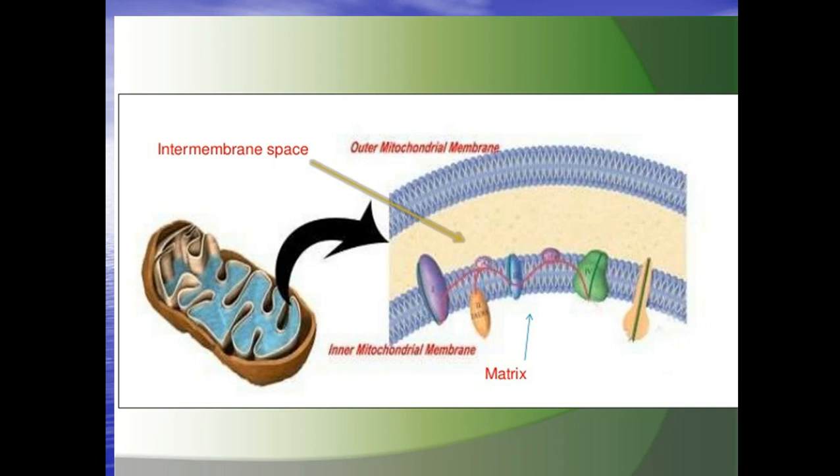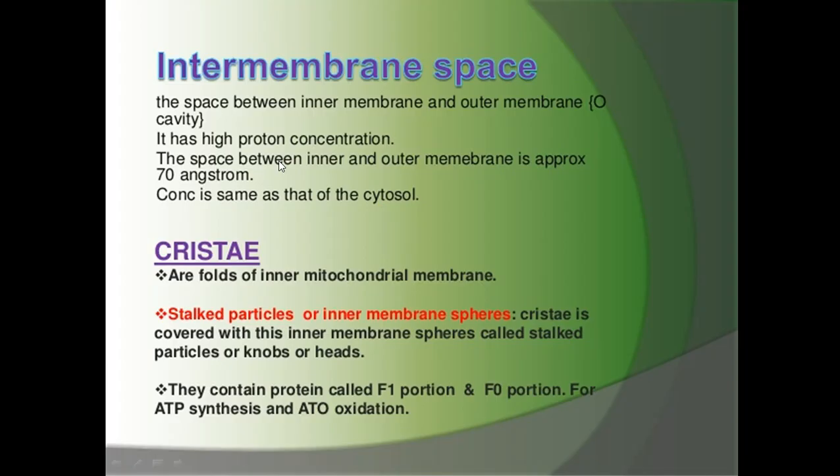See, this is the outer membrane. This is the inner membrane. All membranes have a phospholipid bilayer, you can see. The space between the inner and outer membrane is known as the intermembrane space. This intermembrane space is about 70 angstrom units. This intermembrane space has a high proton concentration.